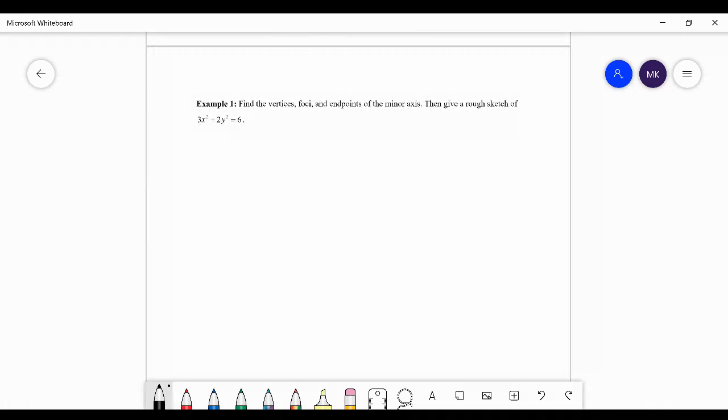So here we are told, find the vertices, foci, and endpoints of the minor axis, then give a rough sketch of 3x squared plus 2y squared equals 6.